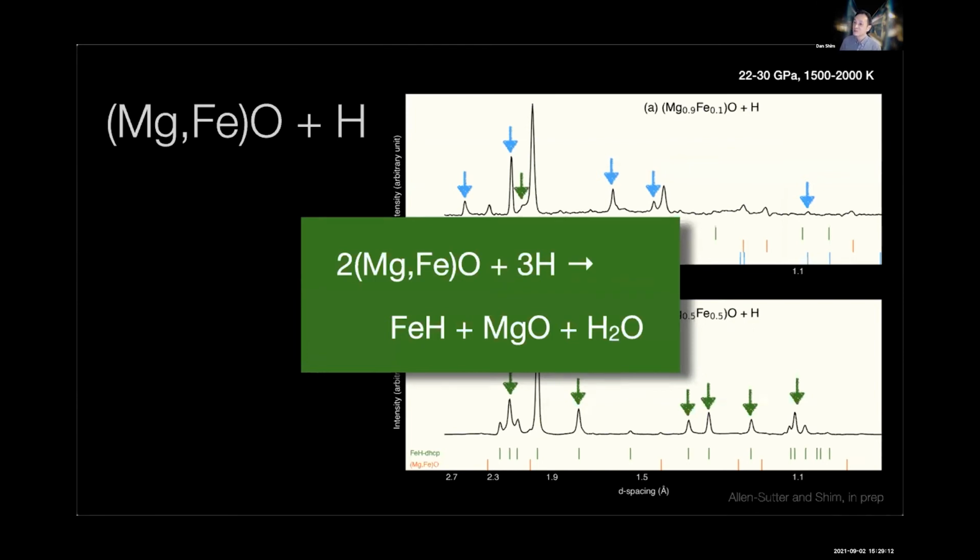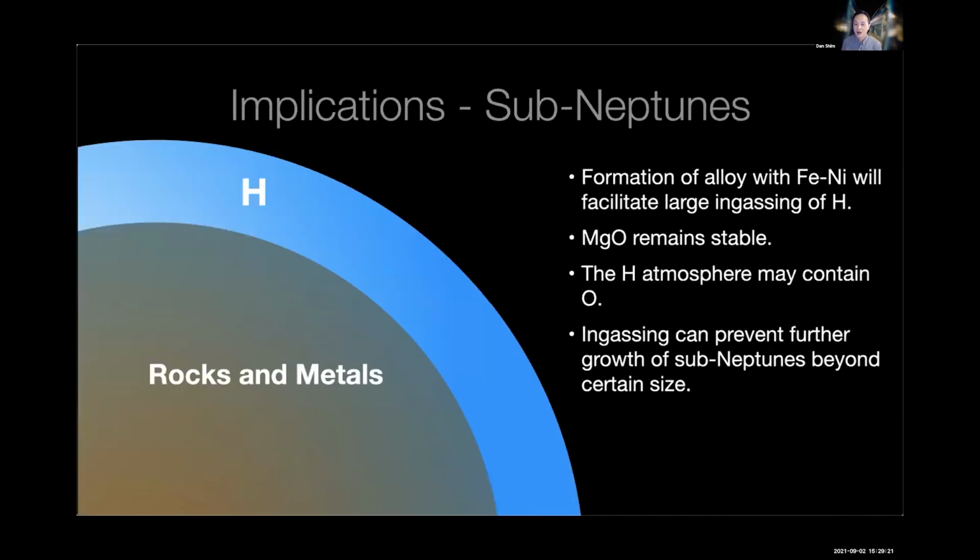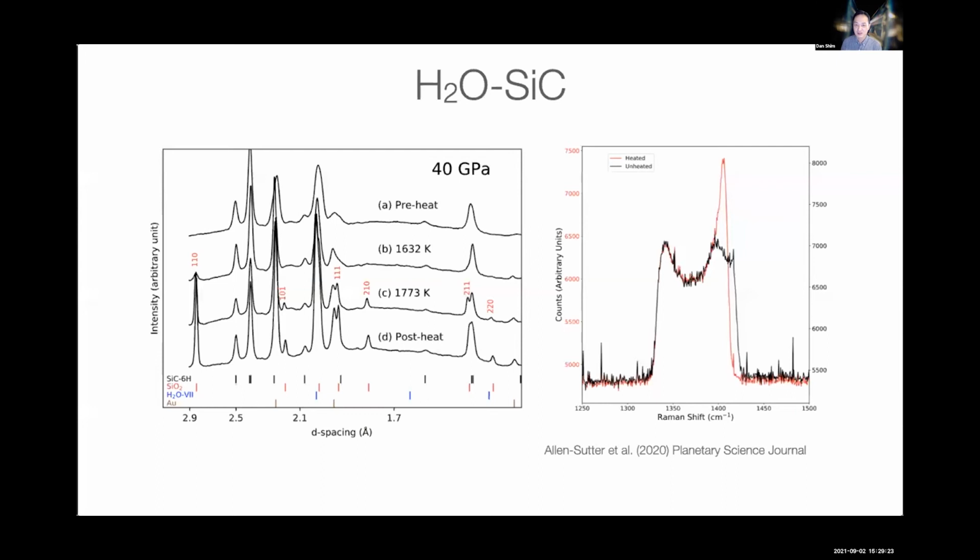And this opens up the possibility that even a primordial hydrogen atmosphere could produce a water-rich magma ocean. So I'm going to skip this slide for the sake of time. We also study reactions between water and some other planetary materials.